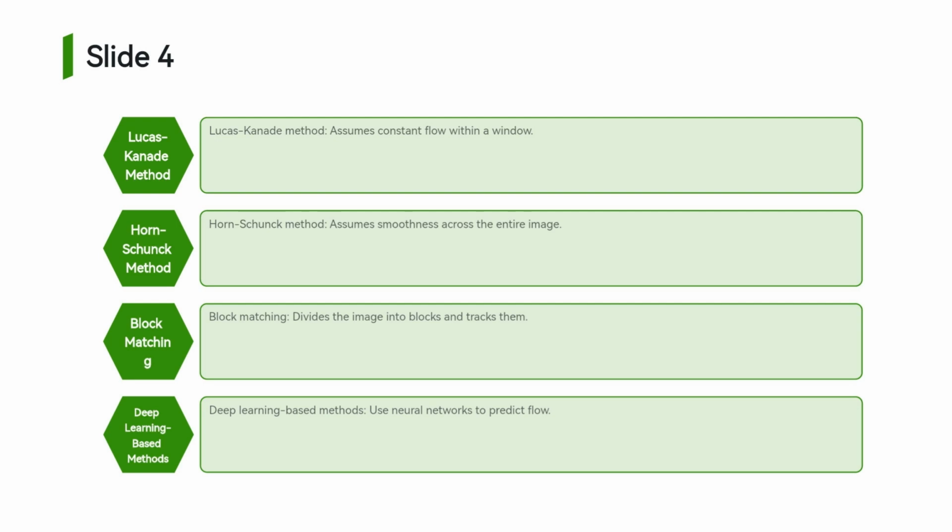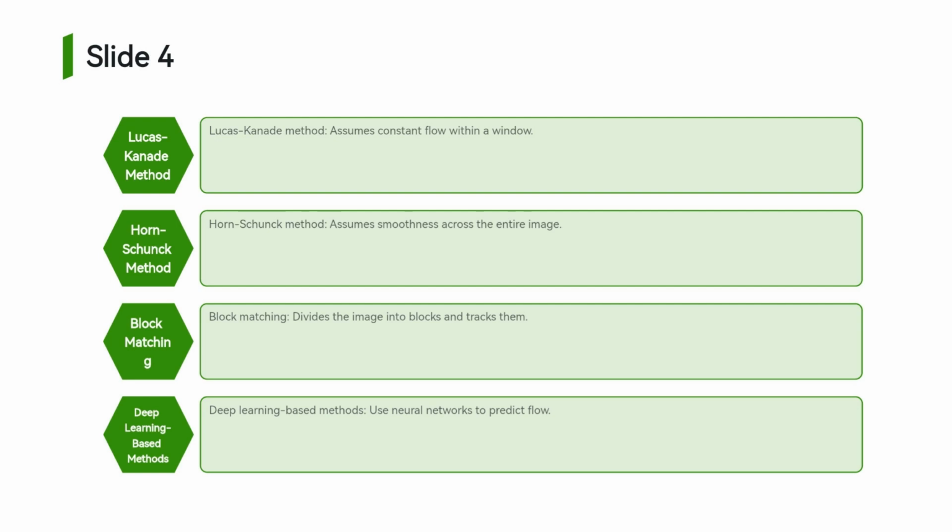Horn-Schunck method. This approach uses a global smoothness constraint across the entire image. It solves the optical flow equation using variational methods, assuming smoothness of the flow field. This can lead to better results in cases of larger motions, but is computationally more expensive. Block matching. This technique divides the image into blocks and tracks each block's movement across frames. It is commonly used in video compression and is simple to implement but computationally intensive.